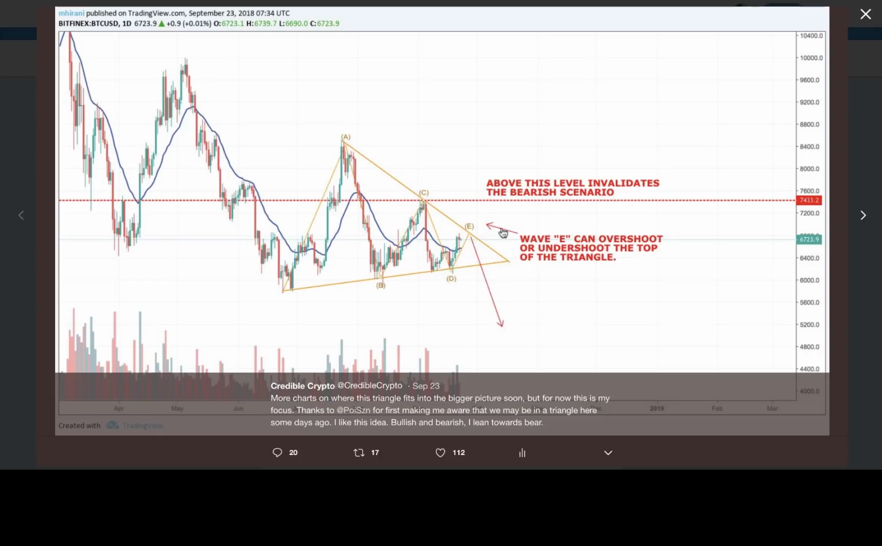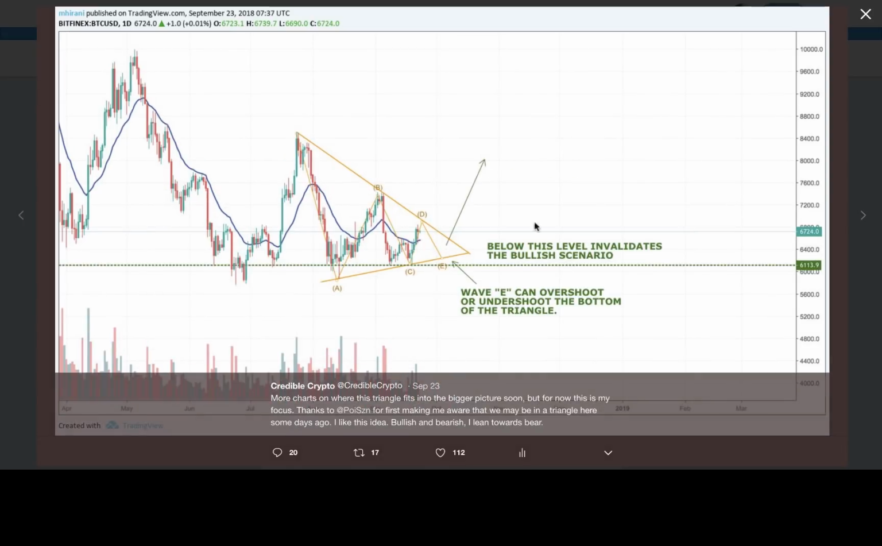So now we want to find out what's the best way to play this so that we can get a good entry regardless of whether or not this breaks bull or bear. So this is going to take us to the next chart, which is actually going to be an analysis of this wave right here. We're trying to find out, is this actually the E wave here, or is this actually the D wave here? Because that'll give us a better idea of whether this triangle is going to break up or down.